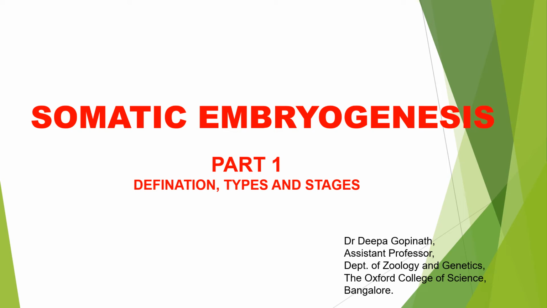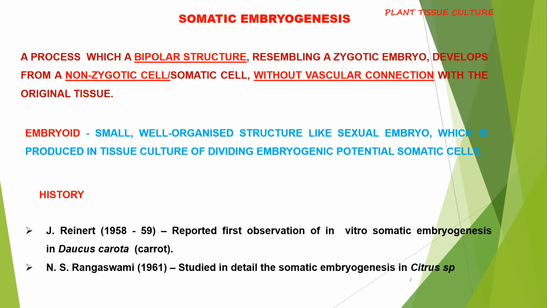The topic dealt here is somatic embryogenesis. What is somatic embryogenesis? It is the process by which bipolar structures resembling a normal zygotic embryo are developed from somatic cells. These cells are independent and do not have vascular connection with the rest of the tissues.